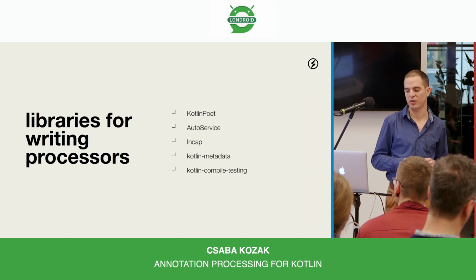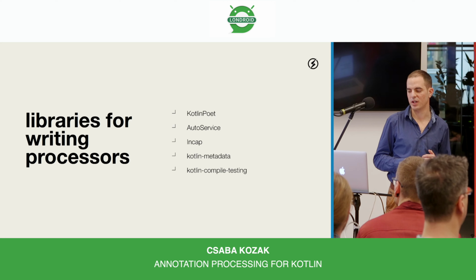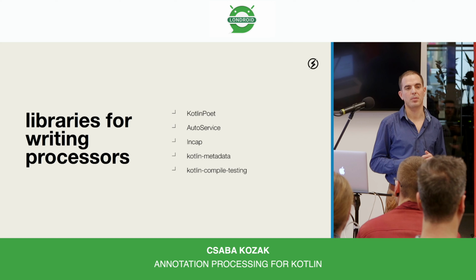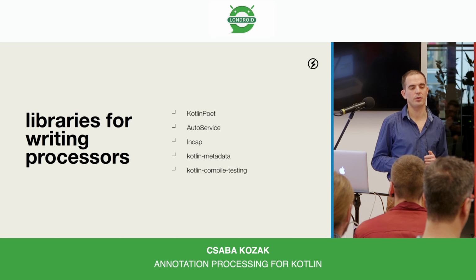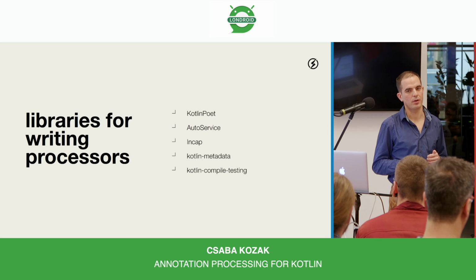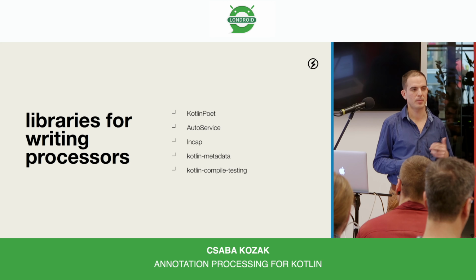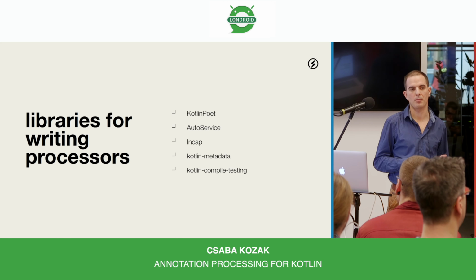If you are writing annotation processors, you don't have to reinvent the wheel. There are lots of libraries which can help with writing processors. The first is a library by Square called KotlinPoet, which can generate Kotlin code easily. The second is AutoService. It can be used to wire up annotation processors. Incap can be used to write incremental processors more easily. And Kotlin metadata is a library which can extract the language features of Kotlin from the kotlin.Metadata annotations in a type-safe manner. And lastly, there is Kotlin compile testing.